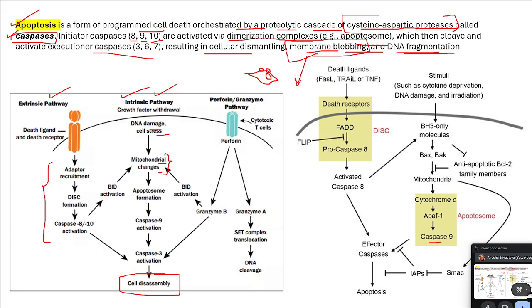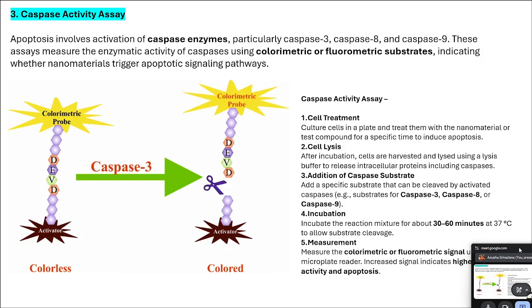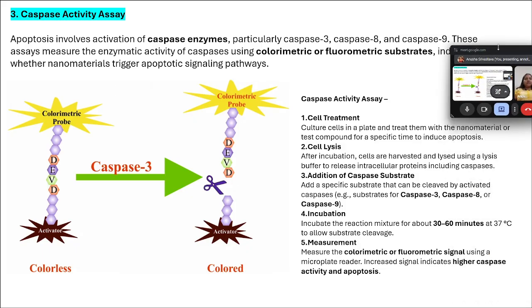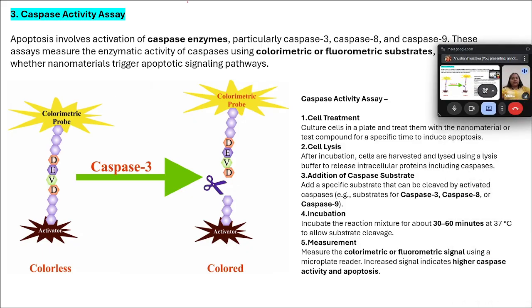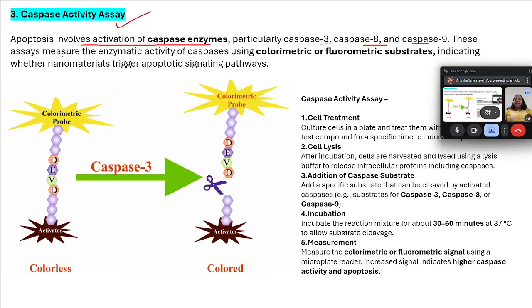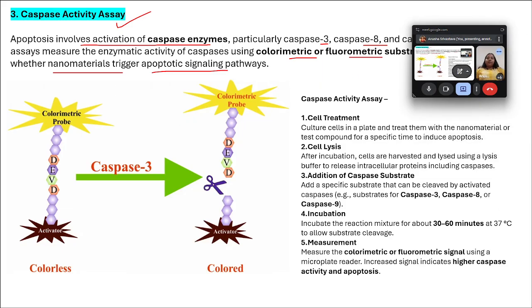Now, the reason I was talking about caspases, and what exactly caspases are when they are released, is that we were supposed to study this particular method, the caspase activity assay. Apoptosis involves activation of caspase enzymes, as we have just seen in the preceding slide, particularly caspase 3, caspase 8, and caspase 9. These assays measure the enzymatic activity of caspases using colorimetric or fluorometric substrates, indicating whether nanomaterials trigger apoptotic signaling pathways.